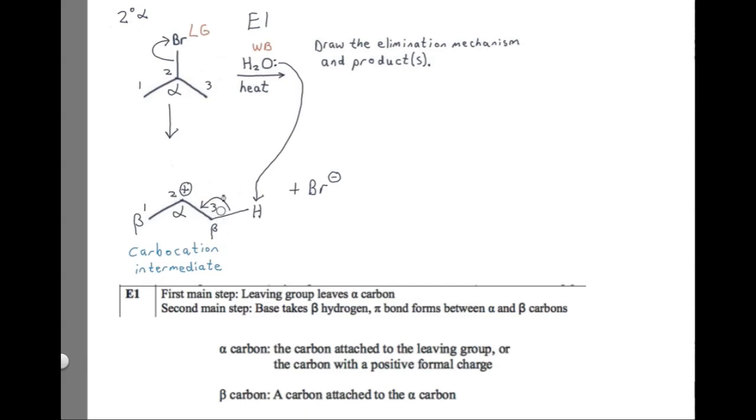Notice that it would be wrong to draw the arrow like this. The arrow should not point directly to the alpha carbon because that's not the correct arrow for showing pi bond formation. If the arrow was pointing directly at carbon 2, that would not show a pi bond. The correct way to show that you're forming a pi bond is to put the head of the arrow in the bond region between the two atoms that you're forming the pi bond between. So now we've shown one arrow to show the base donating electrons in order to take the beta hydrogen, and a second arrow to show the pi bond forming between the alpha and the beta carbons.